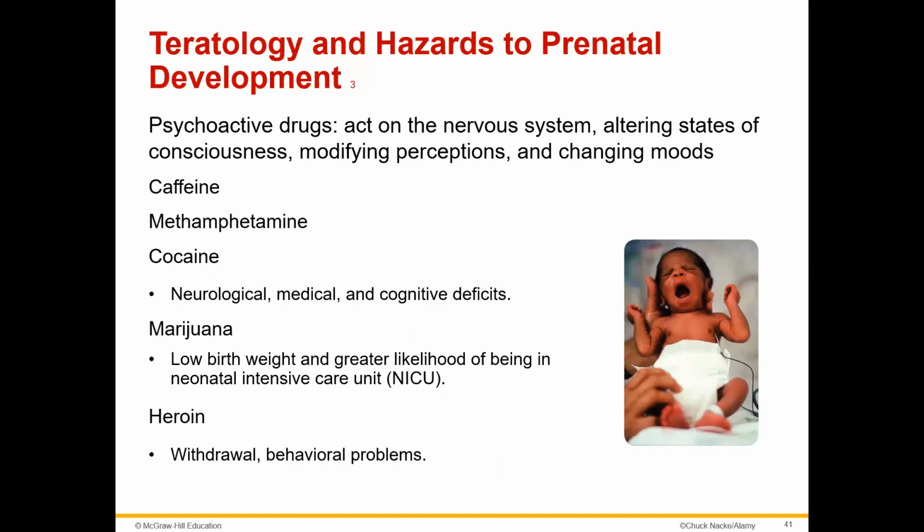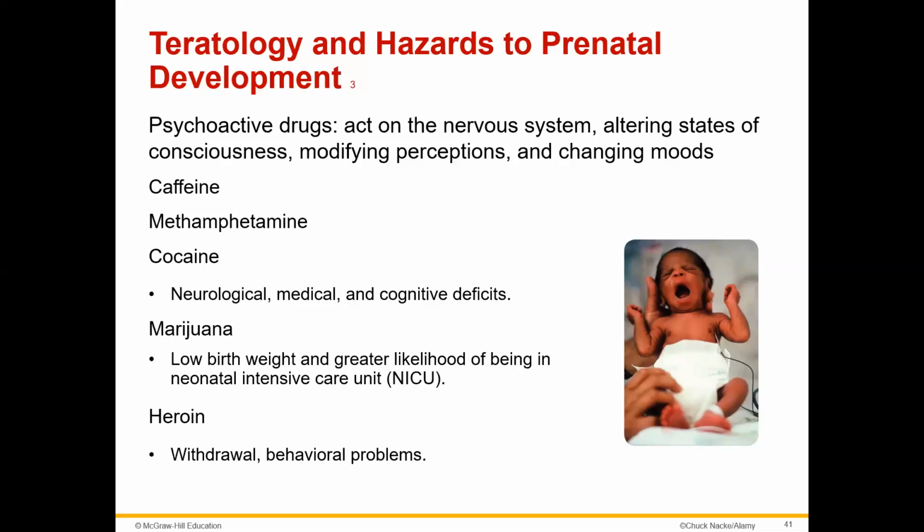Marijuana mentions here low birth weight and a greater likelihood of being in the neonatal intensive care unit. Other problems associated with marijuana use. One is that there's a higher chance of the offspring using marijuana themselves at a later date. So when they grow up and become teenagers, they have a higher risk of using marijuana themselves. Lower intelligence has been shown in children if the mother smoked marijuana during pregnancy, and also a higher risk of stillbirth.